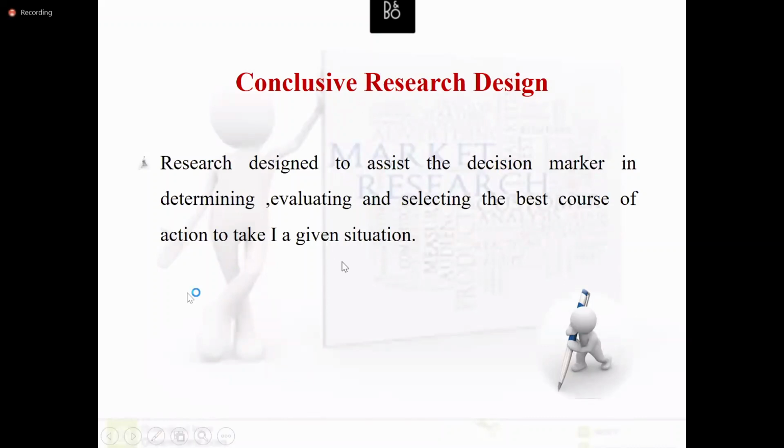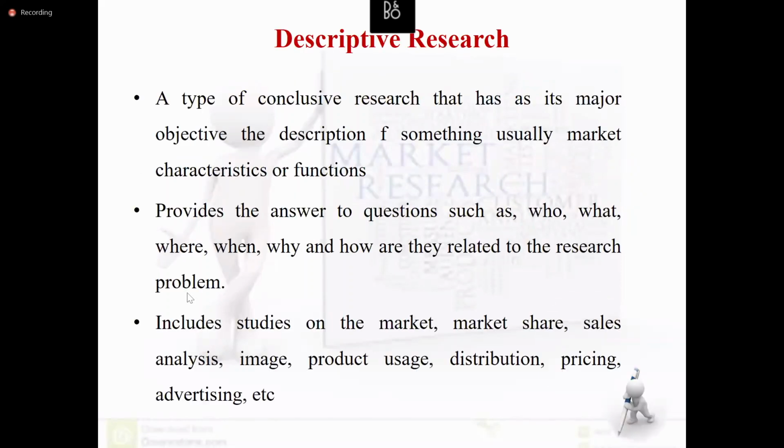These are really formulated in order to assist the decision maker in having the best course of action that they can take for the problem they are facing, right? So that is what we are able to identify. Then the descriptive research, right? So this is also a conclusive research category. You can put it into conclusive research, right?